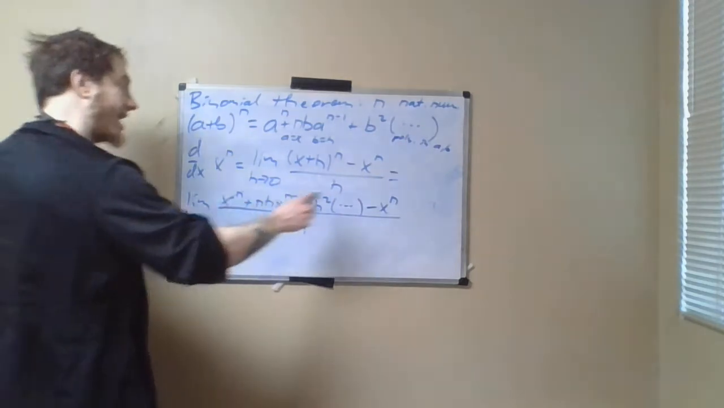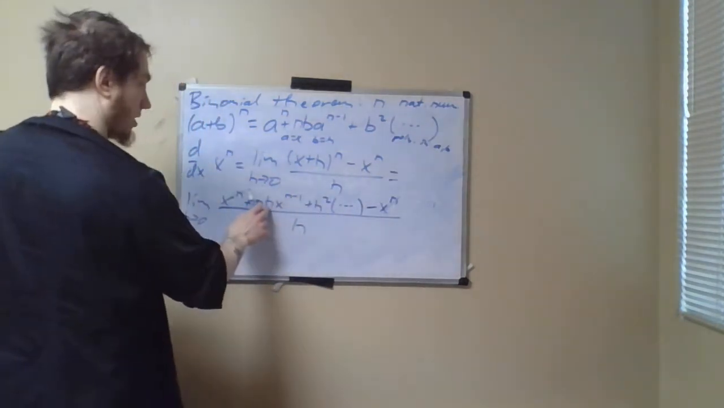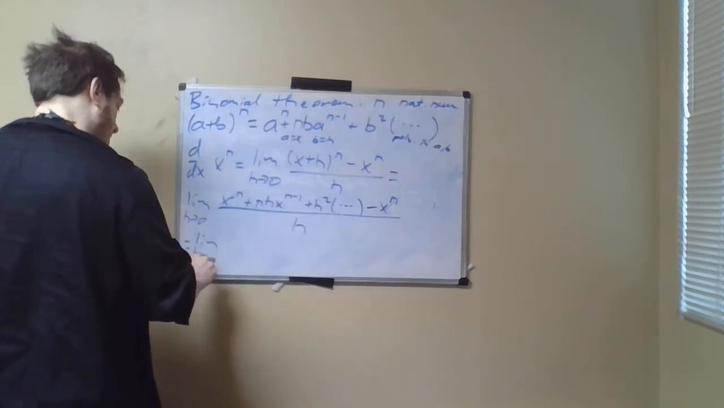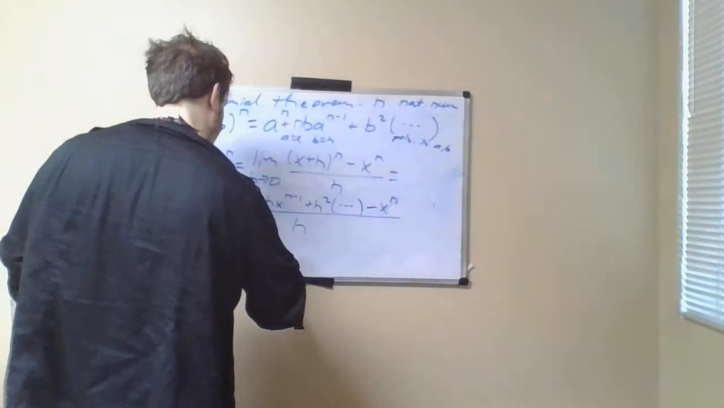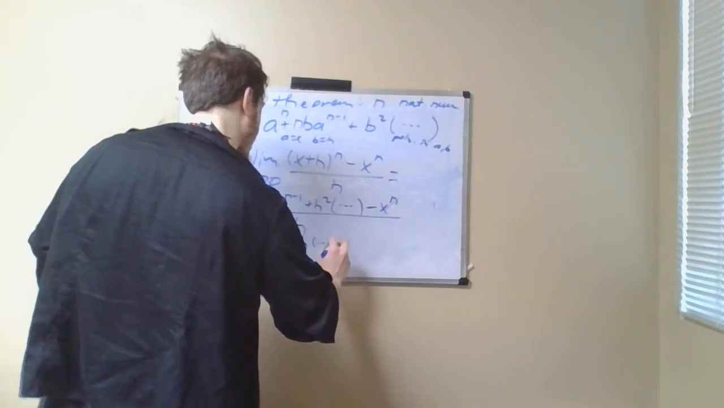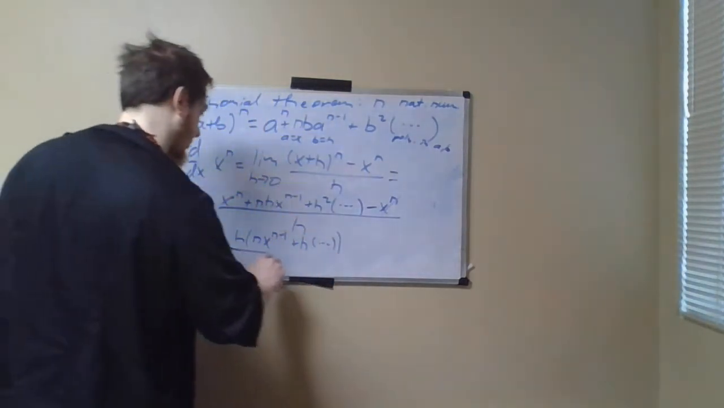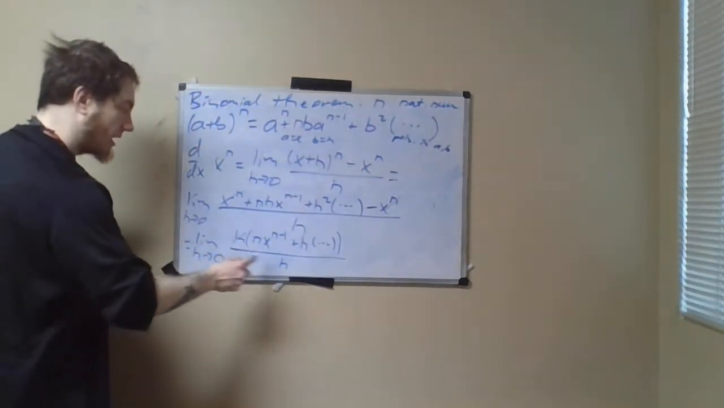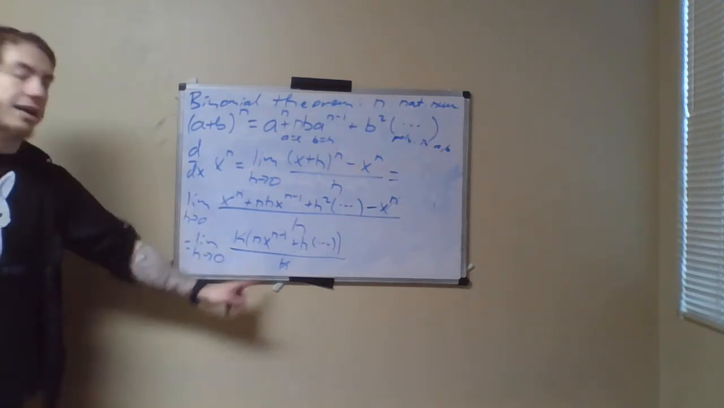Now, my x^n's cancel. Everything else up here is going to have an h in it. So I can rewrite this as the limit as h goes to 0 of h times n x^(n minus 1) plus h times some polynomial in x and h. All of this is divided by h. My h's will now cancel with each other on the top and the bottom. These two that I just crossed out.